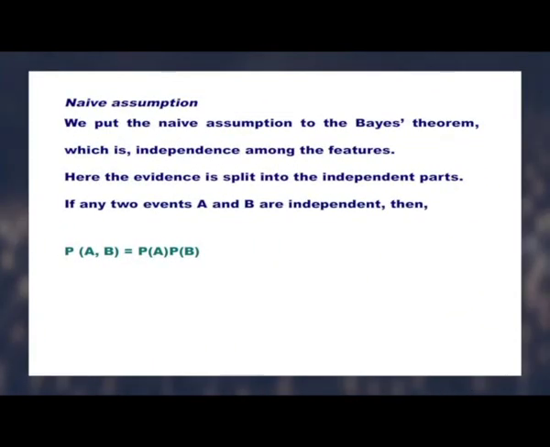We put the naive assumption, which is independence among the features, into the Bayes theorem. Here, the evidence is split into independent parts. If any two events A and B are independent, then probability of A, B is equal to probability of A into probability of B. Now we have to create a classifier model. For that, the probability of the given set of inputs for all possible values of the class variable should be found, and the output with maximum probability is selected.